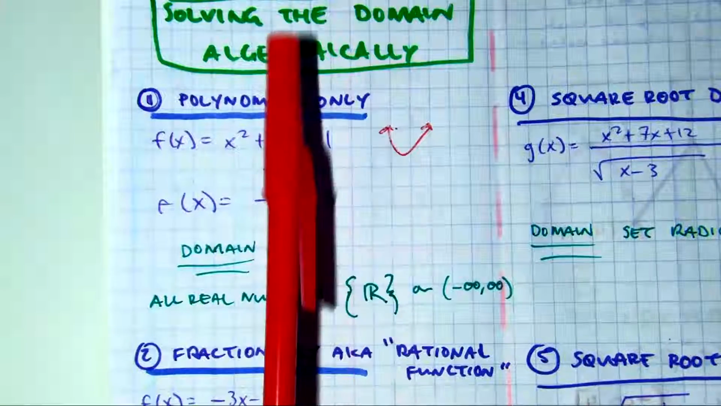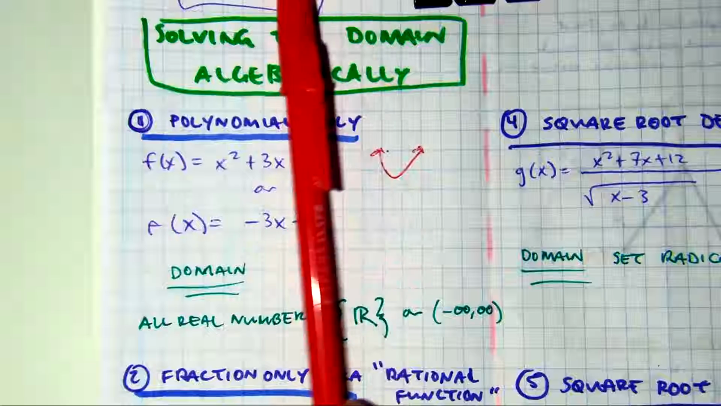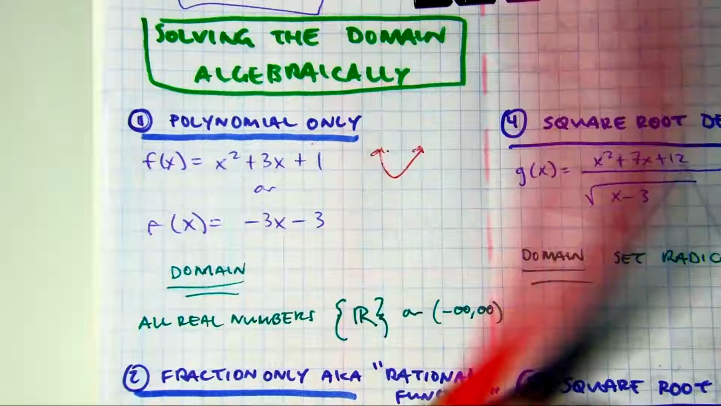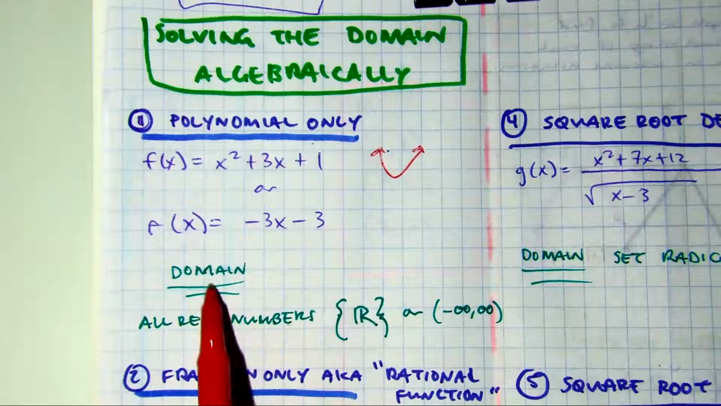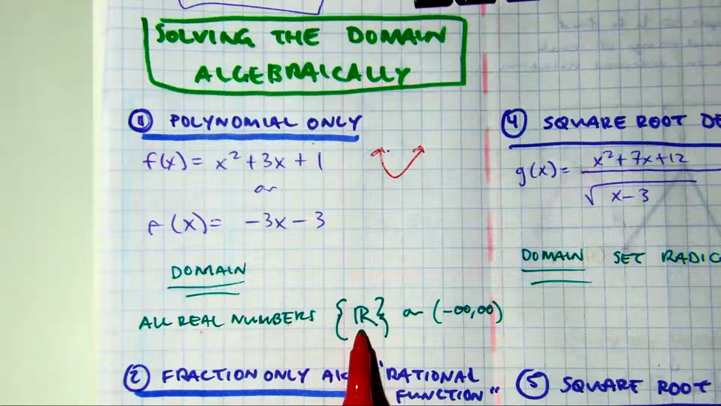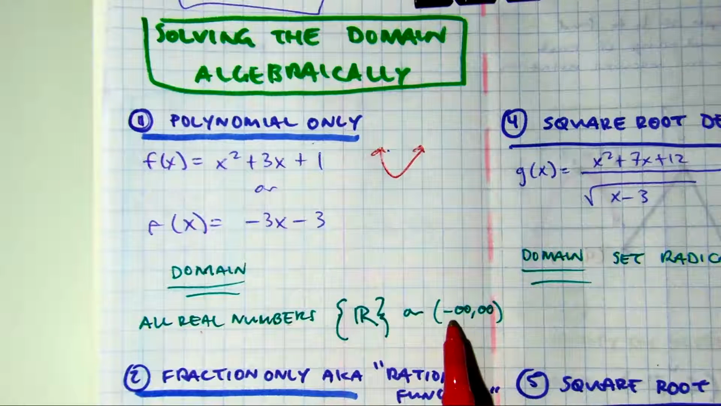Remember, domain is from yesterday's lesson, going left to right. Those are all your x values. So if you go from arrow to arrow, it's going to be all real numbers. The domain of all real numbers, its symbol is the R. And then in interval notation we learned yesterday, it goes from negative infinity to positive infinity.